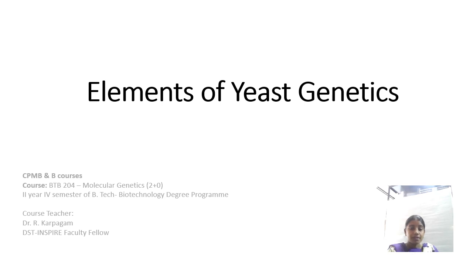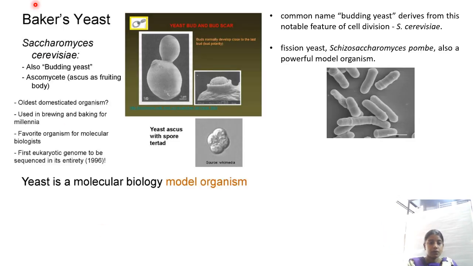Good morning all. Today's class is on elements of yeast genetics. So yeasts are simple eukaryotic model organisms. We know that Saccharomyces cerevisiae is a commonly used yeast organism in the food industry for bakery as well as brewing purposes, right? So Saccharomyces cerevisiae are the alcohol producers, okay?